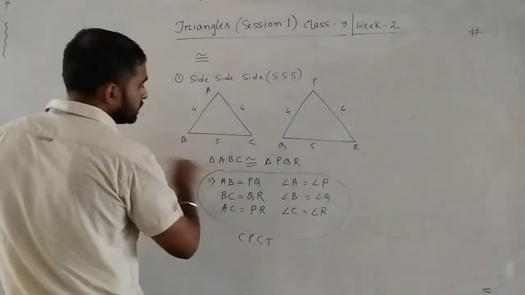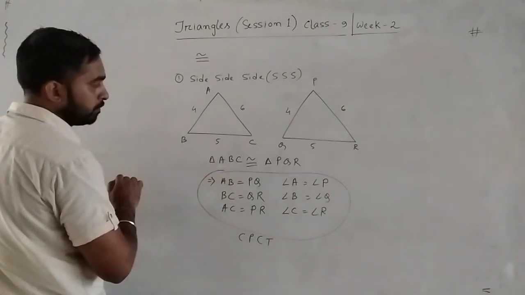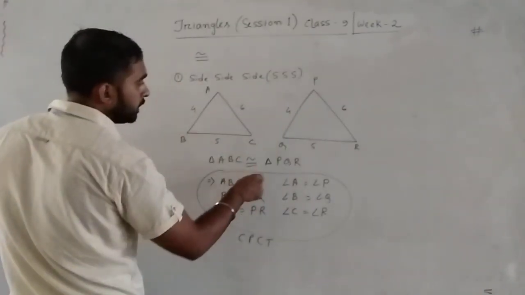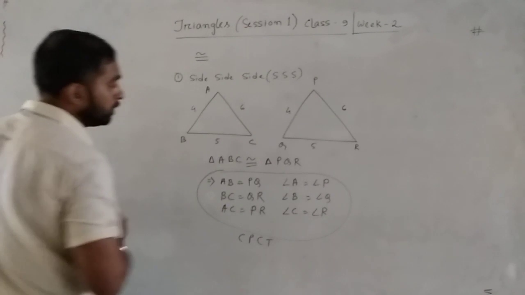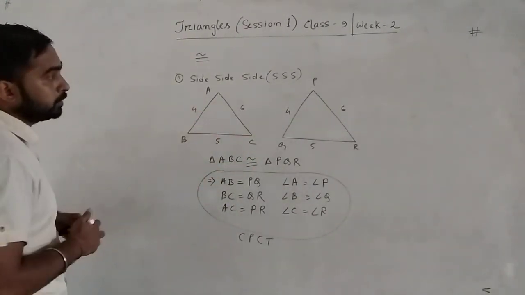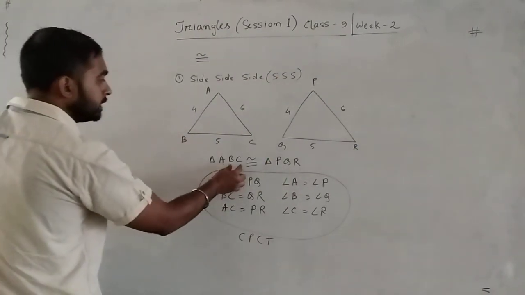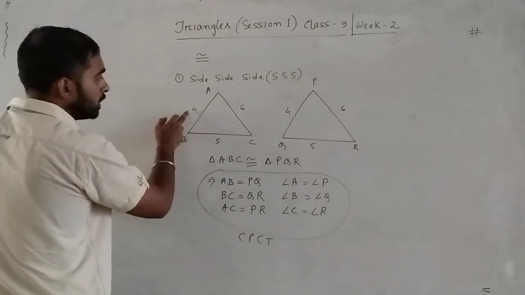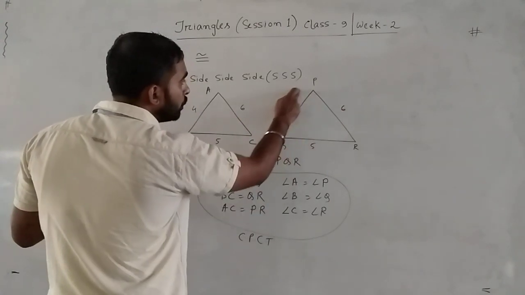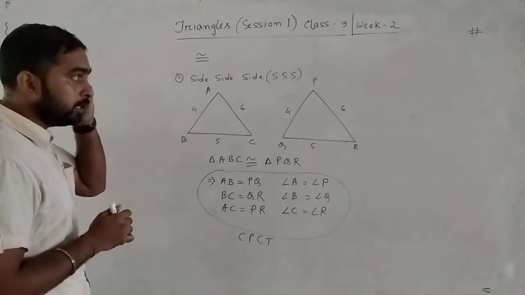See, the first triangle we can name in any order. Suppose we name the first triangle ABC. Then for the second triangle you have to see which side of the second triangle is equal to the side AB of the first triangle. Here AB measures 4. In the second triangle, which side measures 4? That is PQ. Then the second side is BC. BC means 5. So after 4, it comes 5. So here also after 4, it should be 5. So 4 then 5. That's why PQR. This is the naming order. In this way, we will name them.